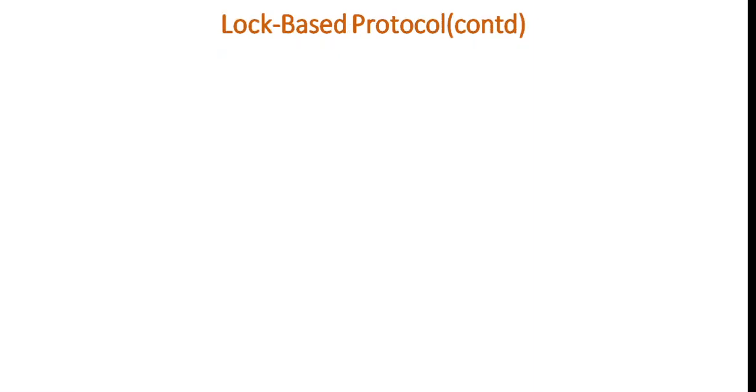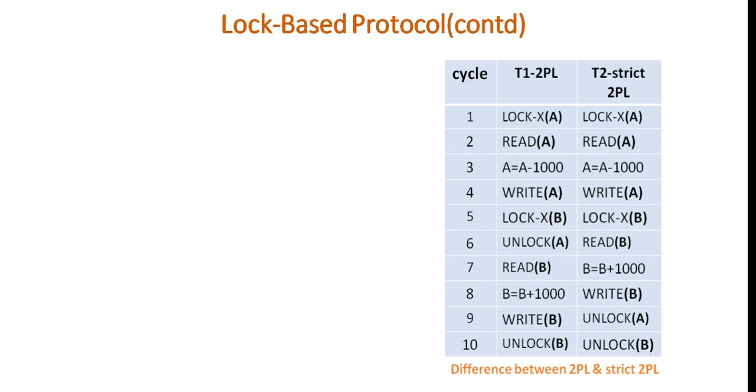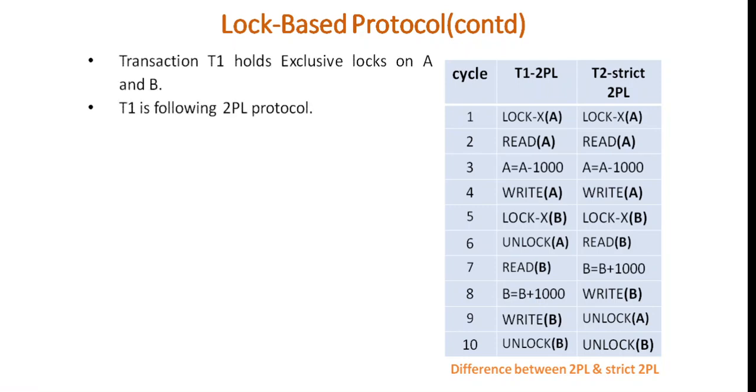Now we'll see the difference between two-phase locking and strict two-phase locking by one example. Here again we have two transactions: T1, which is following the two-phase locking protocol, and T2, which is following the strict two-phase locking protocol. The example is the same: both are working with data item A and data item B, but both transactions are following different protocols.